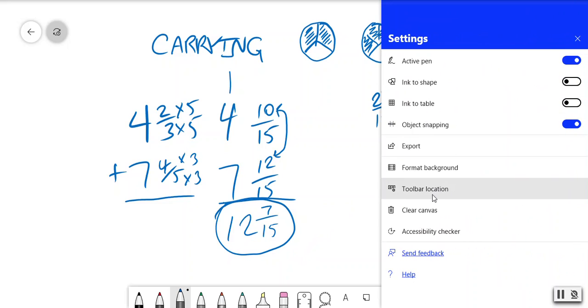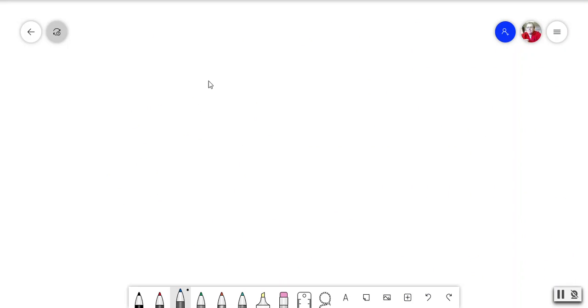Borrowing. I've got good news and bad news. And I'll give you the bad news first and then the good news. Borrowing is probably the hardest thing you'll do in fractions. In this class anyway. That's the bad news. The good news is, if you can do it, then everything else is easy afterwards. So let's look at this.